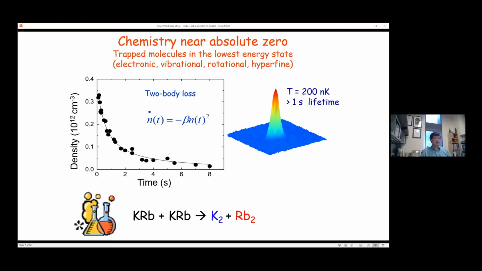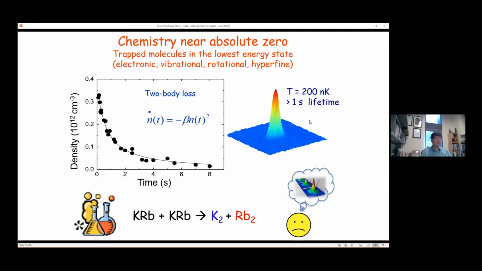And so this is kind of an unhappy story. Back 13 years ago, we thought, well, we created the molecules in the absolute ground state. We have a fairly cold sample, 200 nanokelvin, and we thought we could start to do physics with it. But it turns out they are decaying over a few seconds time scale, and the system is not stable. There's this KRb plus KRb equals K2 plus Rb2 loss going on. Even at such a low temperature, near absolute 0, they are going away.